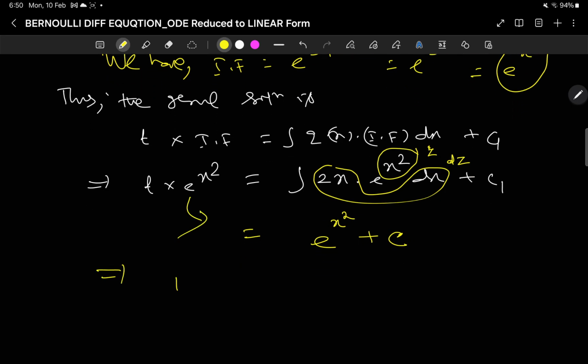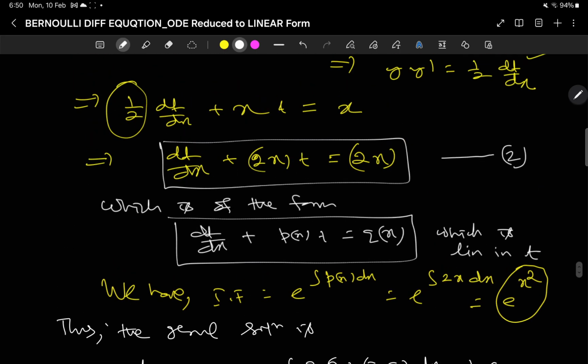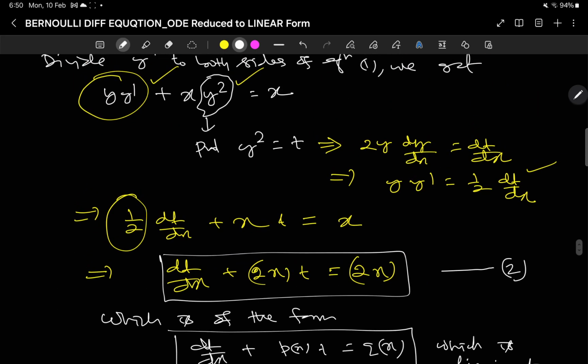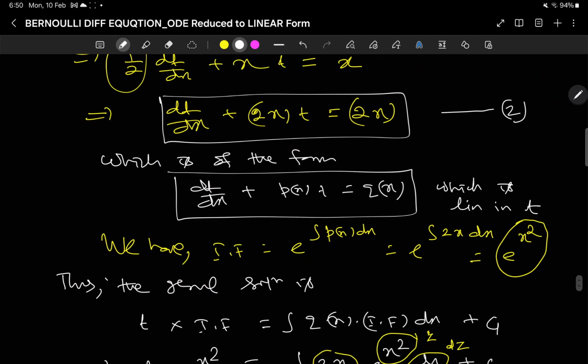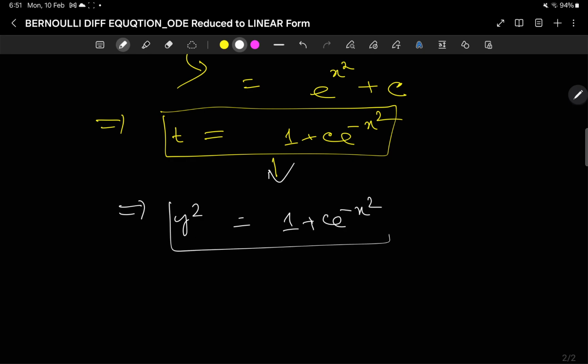So my t is equal to 1 plus c e to the power minus x square. Now I substitute the value of t. Earlier we have taken t is equal to y square, so y square is equal to 1 plus c e to the power minus x square. So this is the desired solution.